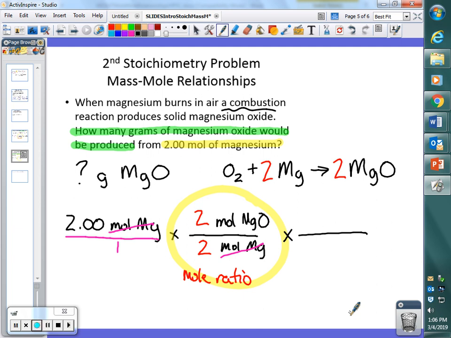What unit has to go on the bottom of this second conversion factor? Moles of magnesium oxide has to go on the bottom because we're trying to get rid of moles of magnesium oxide. Then, in an ideal world, what unit should go on the top of this conversion factor? Grams of magnesium oxide.